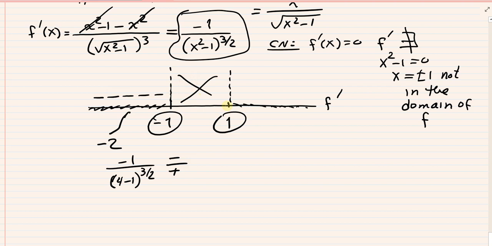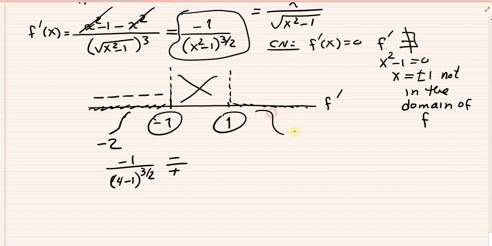There is nothing here, right? So don't pick a test point there. The function does not exist, right? That's not part of the domain. And you can see that also, by the way, from the derivative, right in here, that it doesn't exist. Nothing there exists.